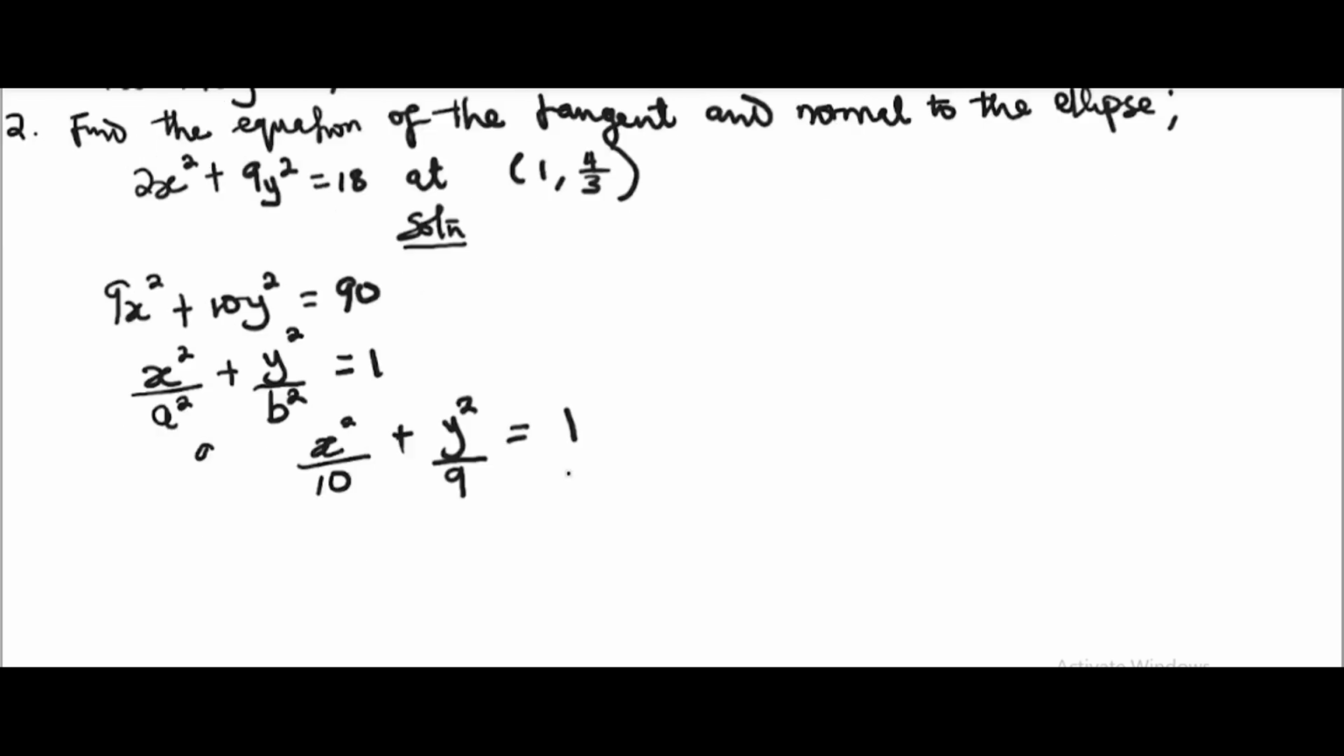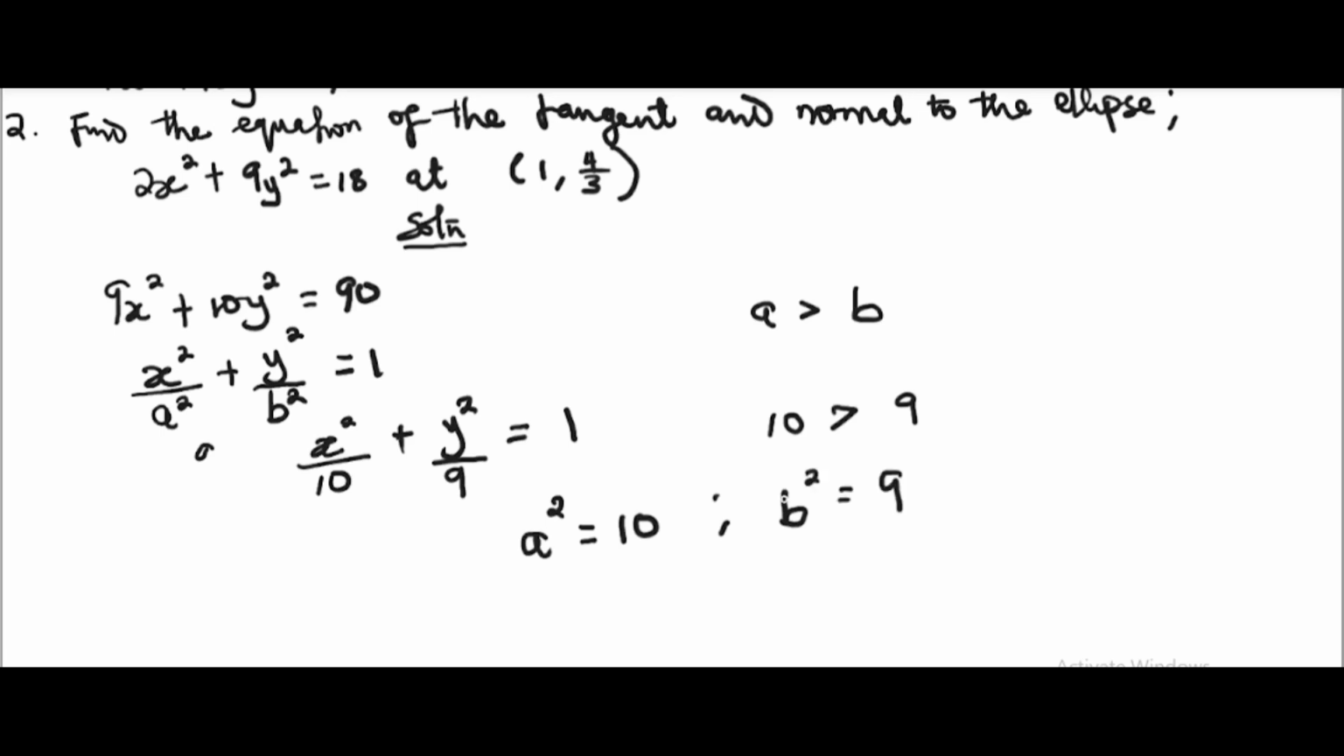Good. Now after dividing, you check the denominators, what you have under x squared and what you have under y squared. You will see that 10 is greater than 9. And our a squared must be greater than b squared because that is what determines where the major axis is. So that is to say that this ellipse is on the x-axis. All right. So now our a squared is equal to 10, while our b squared is equal to 9, comparing both equations.